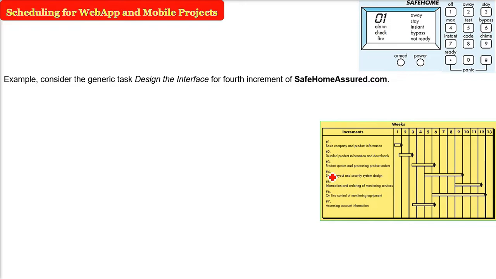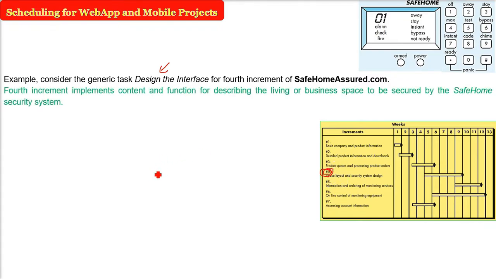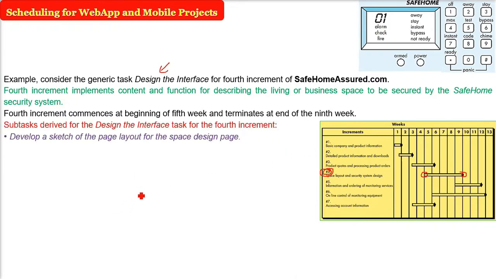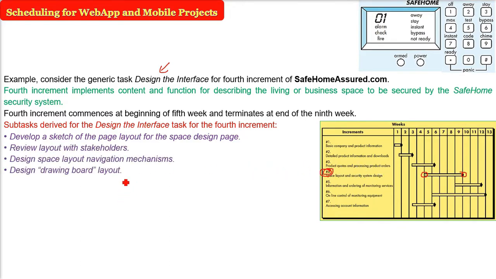So don't go into the detail. I'm just saying that let us say that the 4th one, which is the design, the interface part of this safehomeassure.com we have taken. Now just consider this. And this was a macroscopic event or activity. Now, we would like to make the tasks for it. Okay. So the 4th increment starts at the 5th week and terminates at the 9th week. So what can be the subtasks? So just don't worry about all these. I'm just saying that there are certain things which we have to do.